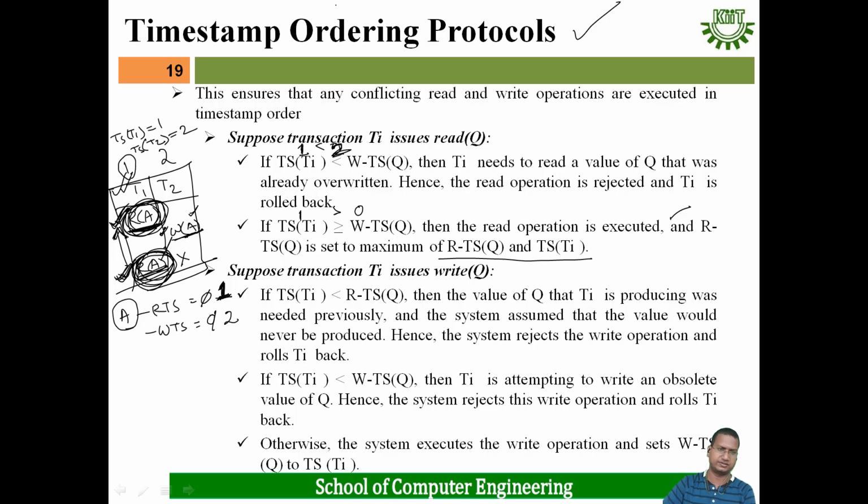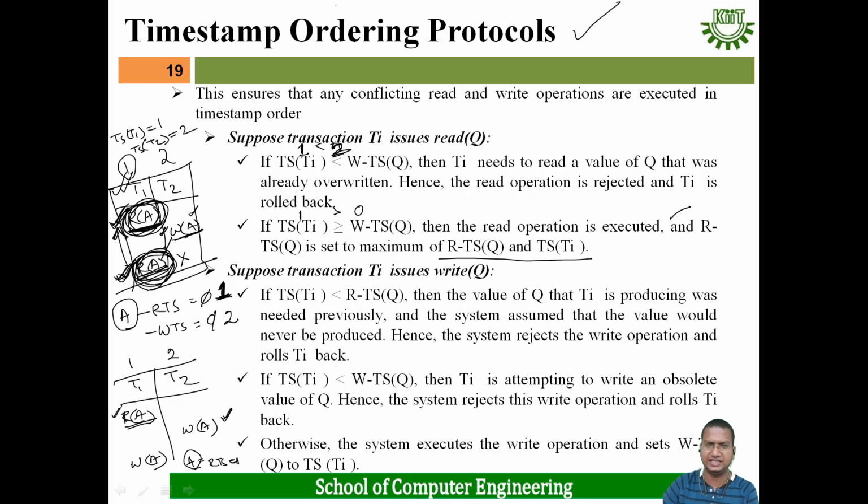Now we'll see the write operation. Suppose T1, T2, another same example I am taking here: read A, write A, then here again write A. The timestamp of T1 is 1, the timestamp of T2 is 2, and the data item is A. Suppose we first perform the read operation. For A, the read timestamp will be 1, and when I perform this write operation, I have to check here.